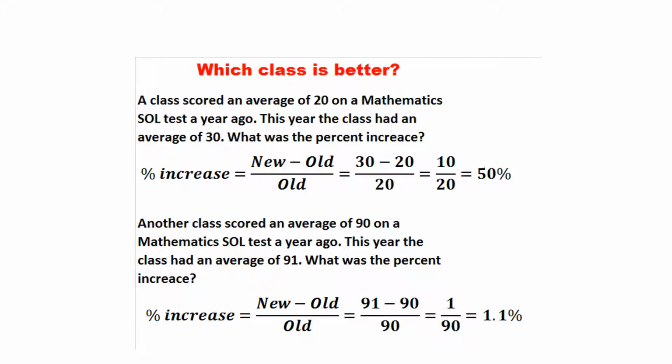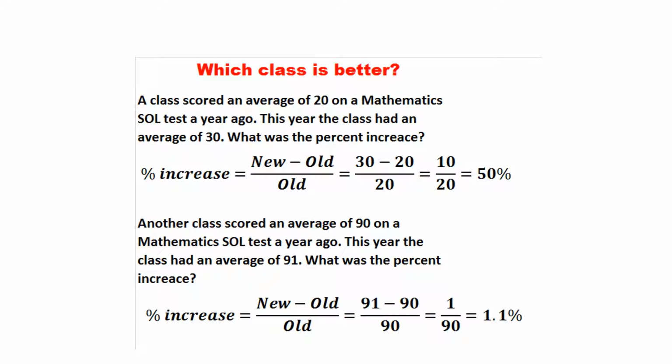Percent increase is defined as new minus old divided by old. The old number is 20. The new number is 30. So 30 minus 20 is 10 over 20. That's a half. Wow. The group increased their knowledge by 50%.